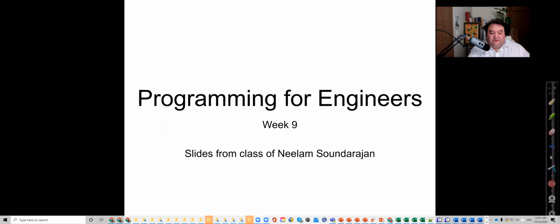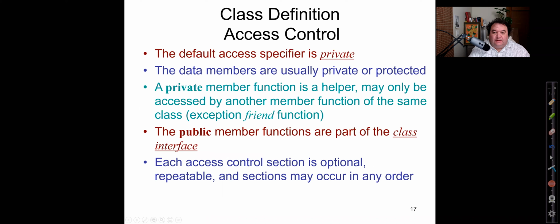So here we'll continue to work on the definition of classes in C++. We are going to look at the definition and the access control with respect to the class, and how that can be supported by the definition of elements like being private or public.